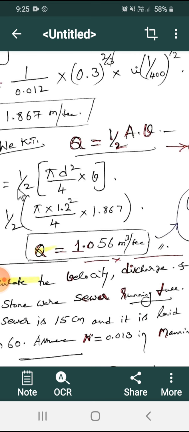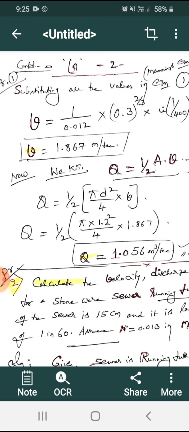See, off we keep outside. Substitute those values. Off we have to keep outside, this one. Then pi d square by 4 is the area, and then the velocity we have determined here. So you substitute all the values. Pi d square, where d is the diameter, 1.2 meter they have given. So you just substitute it, you will get the answer Q.